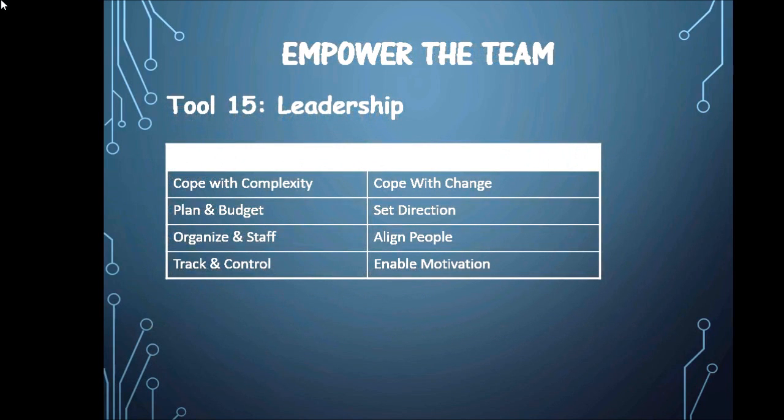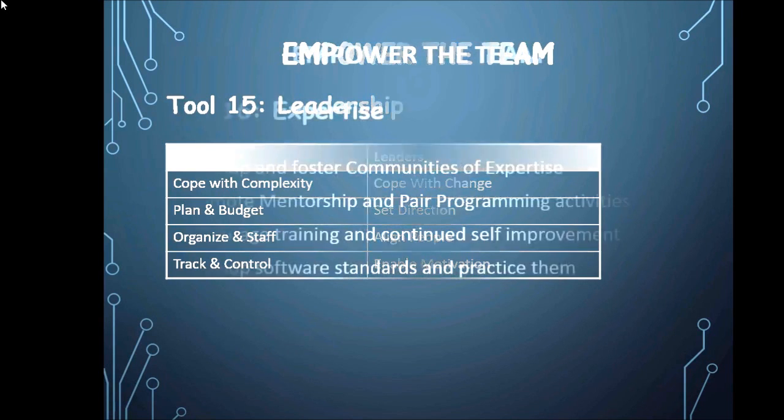The 15th tool, leadership. Leadership is divided into two: managers and leaders. The role of managers is to cope with complexity: plan and budget, organize and staff, track and control. And what the leaders do is cope with change: set direction, align people and enable motivation.